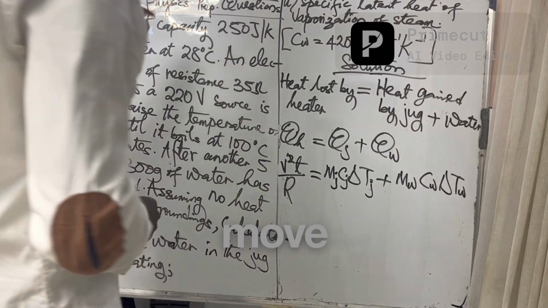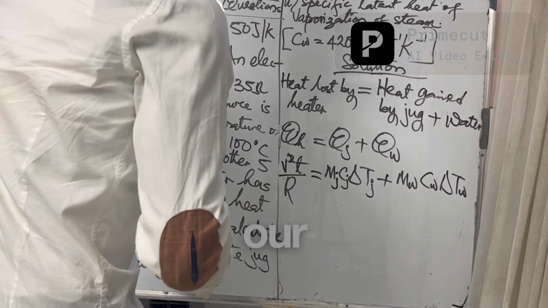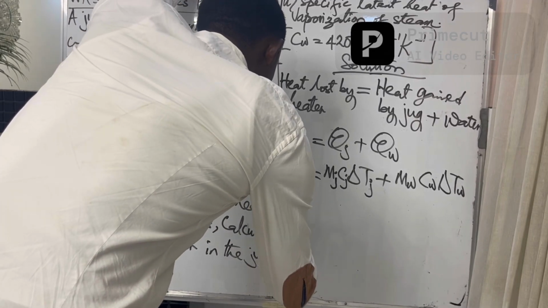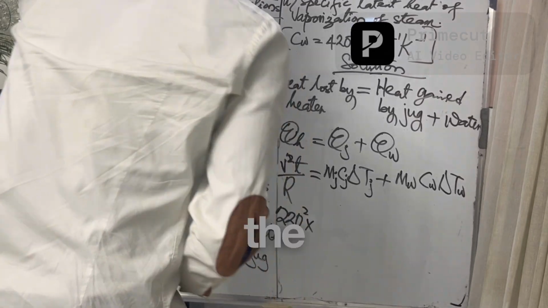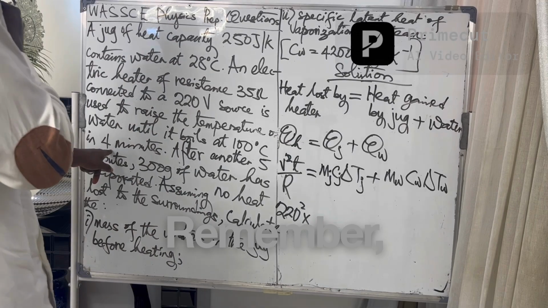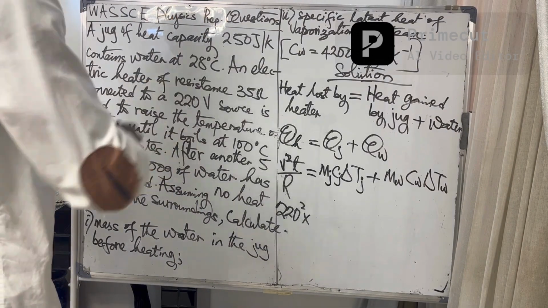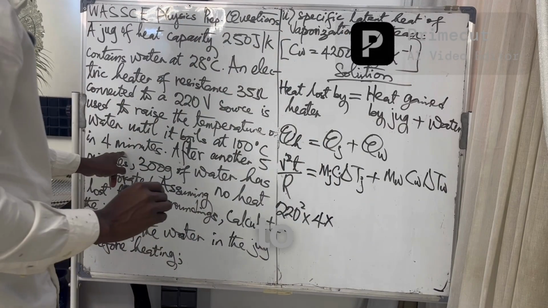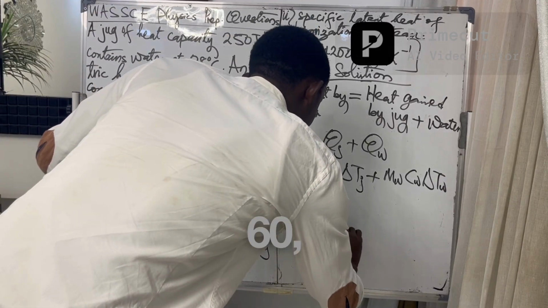Okay, let's move on and begin to substitute our values. V, according to the question, is what? 220. So it will be 220 squared times the time, which, remember, is 4 minutes before it was boiled. So 4 minutes here will be 4 times, we must convert it to SI units, which is what? Times 60 to seconds.